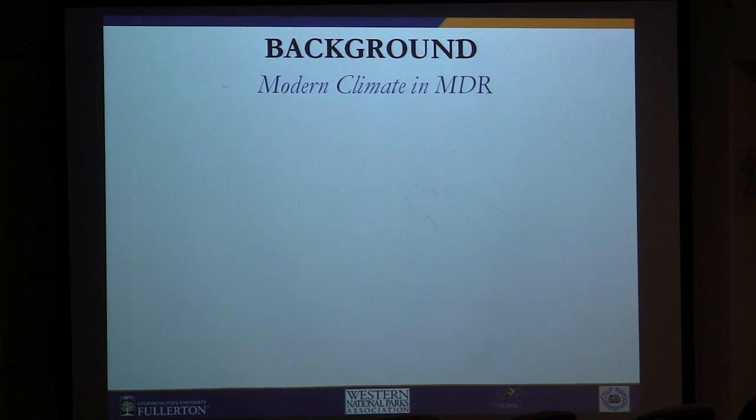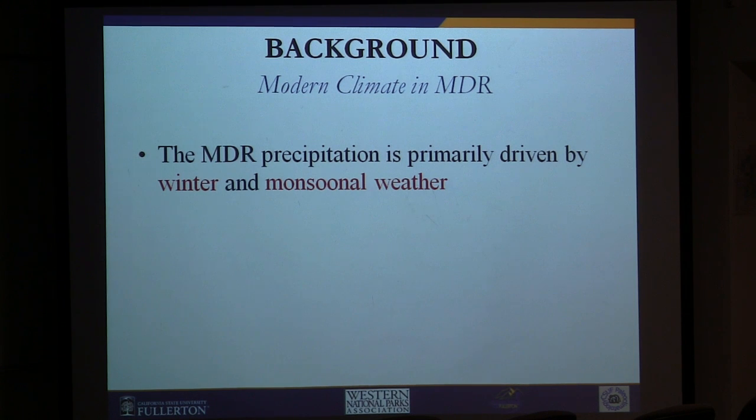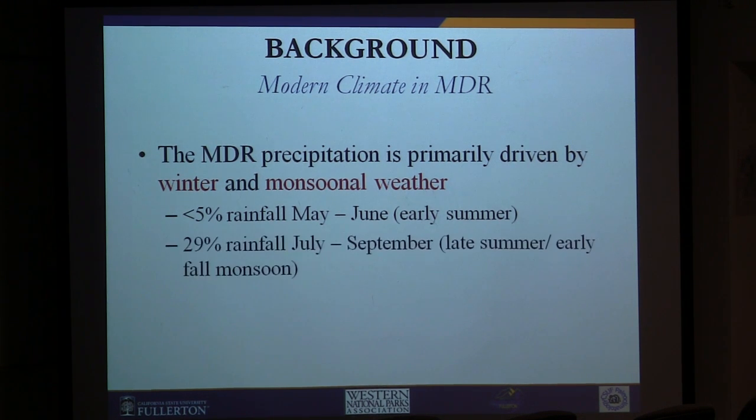We'll move on to the modern climate in the Mojave Desert region here. So we have the precipitation in that region is primarily driven, we know, because it's biseasonal, by winter and the monsoonal weather. During the early summer, we have less than 5% rainfall. Late summer, early fall, that's during our monsoonal time, we end up with only 29%. And then 66% comes during the winter. So winter is still dominating our precipitation cycle out at the Ford Lake area, in the Mojave Desert region.